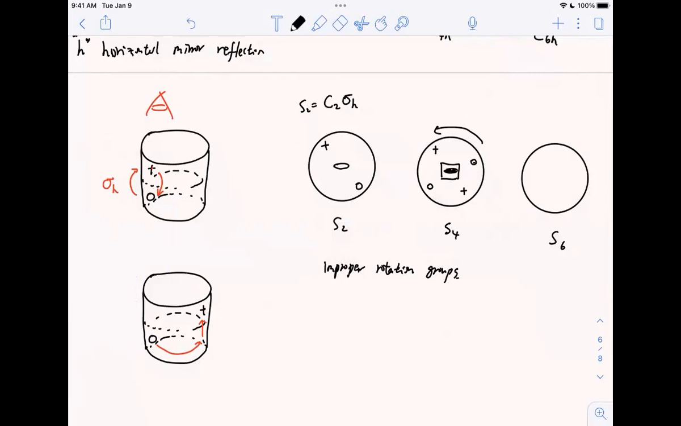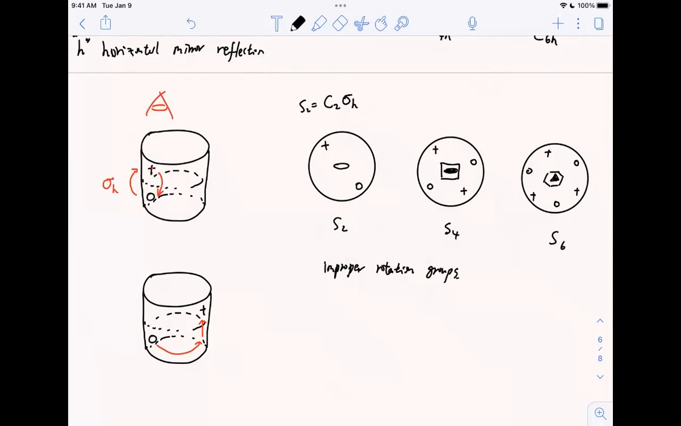Then S6. S6 is like this. You have, and then you have this cross. Okay, this is S6. That means you rotate 60 degrees and you do a reflection, you go back to itself. So this is called S6. Okay.